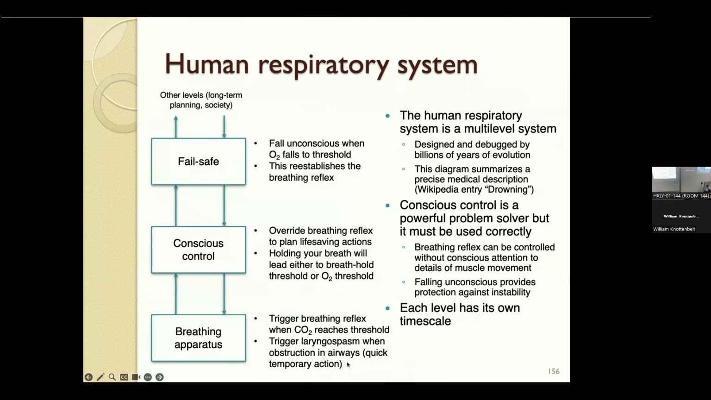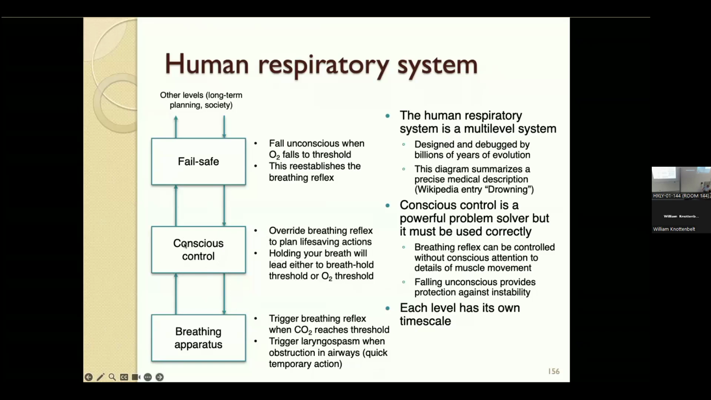Oh no, I'm choking. But no, that's actually a good thing. That means it's protecting you from things going into your lungs, and it's always temporary. The laryngospasm will go away after a few seconds. So this is the low-level automatic mechanism, but you can override the breathing reflex through conscious control. So if you're in a car, you drive into a lake or something, well, you want to hold your breath, and you do that consciously, okay? And you have the full power of your brain. 100 billion neurons are there to keep you alive, and so you hold your breath.